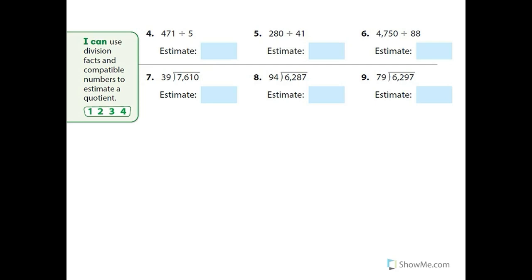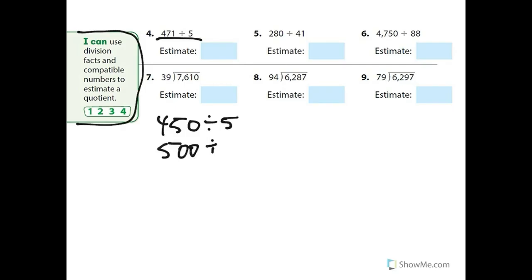So I'm going to solve number 4 with you, and then I want you to do number 5 on your own. All right, and hey, our I can statement: I can use division facts and compatible numbers to estimate a quotient. A couple of the ones that I'm thinking of is 450 divided by 5, because 45 divided by 5 is 9. And then 500, because 5 divided by 5 is 1. Well, 45 divided by 5 is 9 with 1 zero. 5 divided by 5 is 1 with 2 zeros.